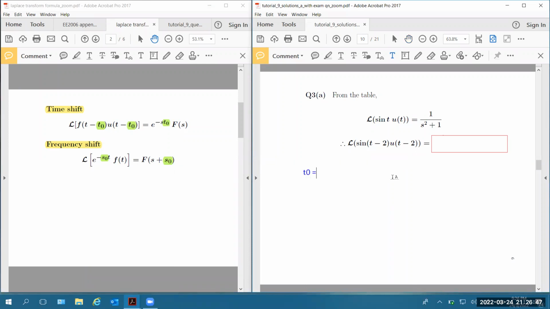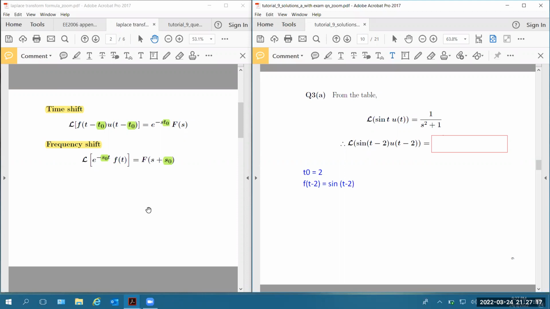And our t naught here is what now? What is the number? T naught is 2. Okay, so our f(t minus 2), meaning our f(t minus t naught), then obviously will have to be the other term, which is sin(t minus 2). I think it's obvious, right? I write this down explicitly so that we will be very clear.